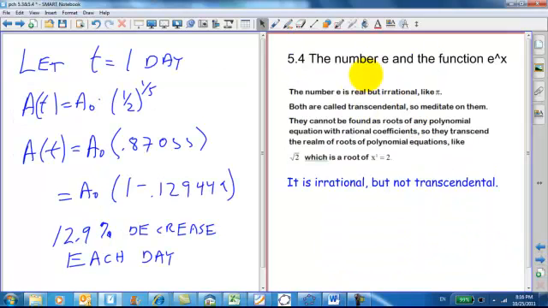Now in 5.4 we look at a bunch of exponential applications that involve the number e and the function e to the x. E you were introduced to way back in Algebra 2 as the base of the natural logarithm. E is a number like pi. It's irrational. It's also what we call transcendental. That means it transcends the roots of a rationally coefficiented polynomial equation. So it's more complicated. I know square root of 2 is irrational as well. It's irrational, but it's not transcendental because it's the root of a simple equation like this, x squared equals 2.